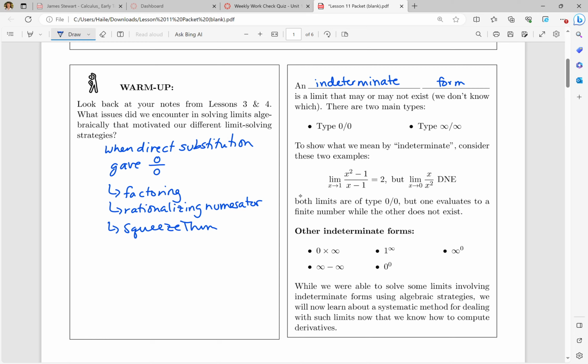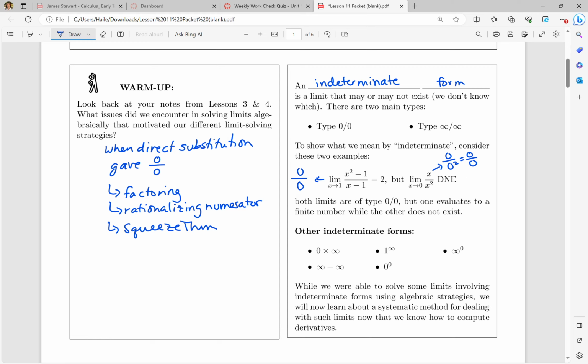Let's think about what would happen in both of these cases if we tried direct substitution. Here, we get 1 squared minus 1, which is 0, over 1 minus 1, which is 0. And the same in the case over here. We'd have 0 over 0 squared, which is 0 over 0. So both limits are of type 0 over 0, but one evaluates to a finite number, that's this one, while the other does not exist, and that's that one. Okay, so that's the idea of an indeterminate form.